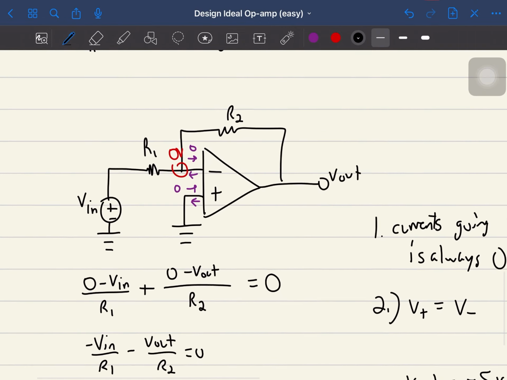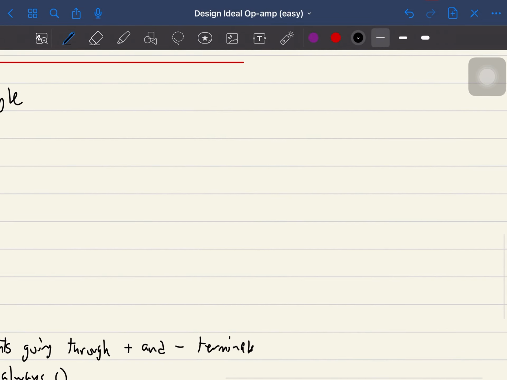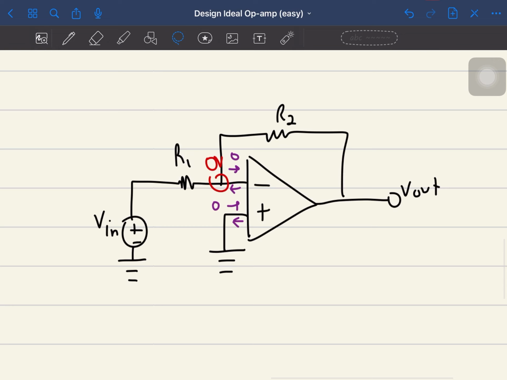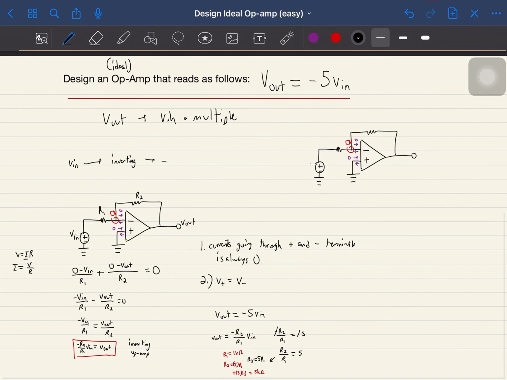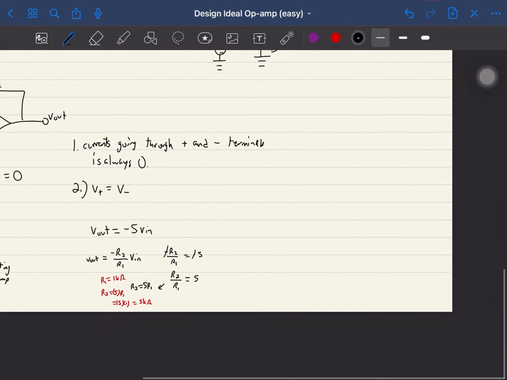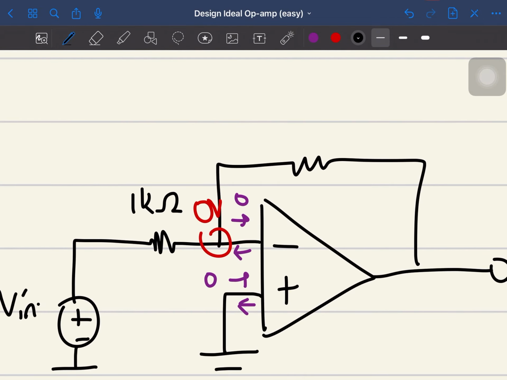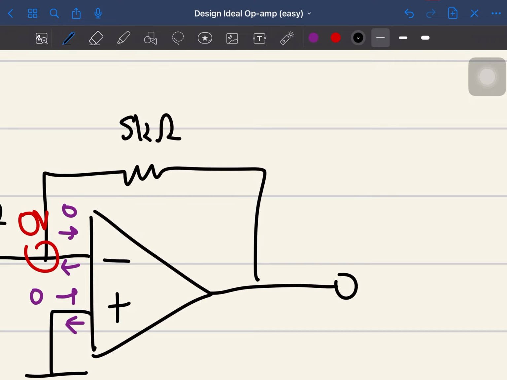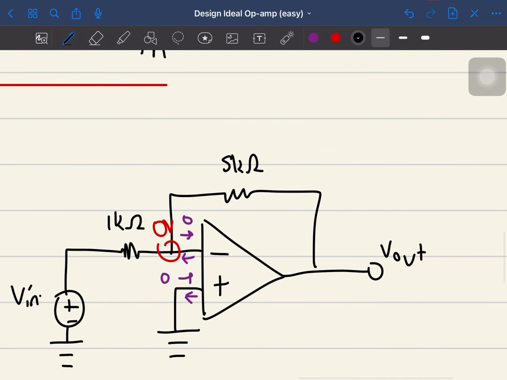Now, we could redesign this to where we could put our values in. Our voltage could be anything, so it'll always be V in. R1 is 1 kilo ohm. R2 is 5 kilo ohms. And V out will be a multiple of V in times R2 and R1.